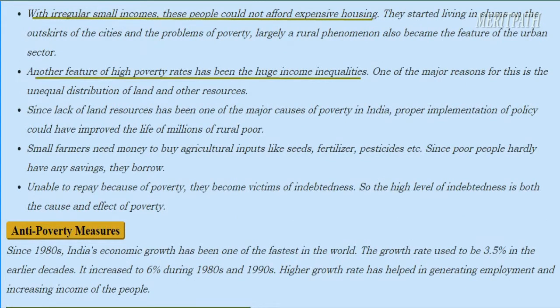With irregular small income, people couldn't afford buying expensive houses, and then they started living in the slums on the outskirts of the cities. And the problem of poverty, largely a rural phenomenon, became a feature of the urban sector also. Another feature of high poverty rate has been huge income inequalities.